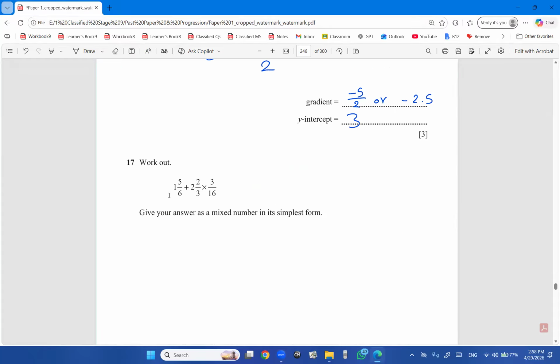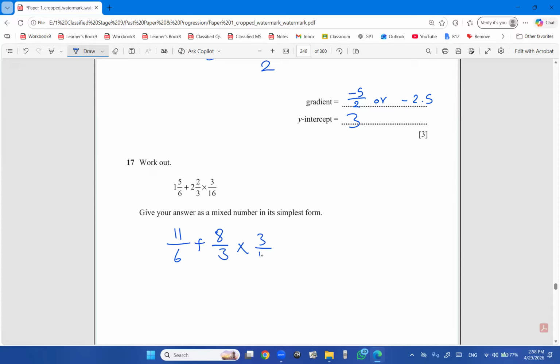Work out 1 and 5 over 6 plus 2 and 2 over 3 times 3 over 16. Give your answer as a mixed number in its simplest form. So you must remember that we need to finish the multiplication first. But before that, I need to turn them all into improper fractions. So turning this into an improper fraction is going to give you exactly 11 over 6. Multiplying 6 by 1 is 6, plus 5 is 11 over 6, plus 3 times 2 is 6, plus 2 is 8 over 3, multiplied by 3 over 16.